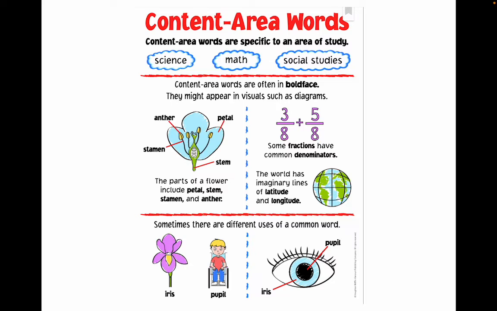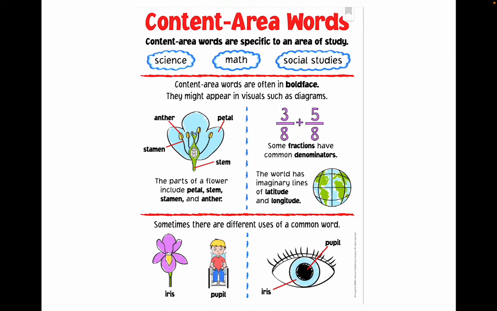The last example for boldface type is the drawing of the globe. The world has imaginary lines of latitude and longitude. The words latitude and longitude are two more examples of content area words that would be found within the context of social studies.